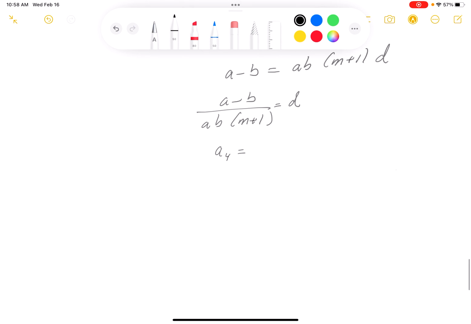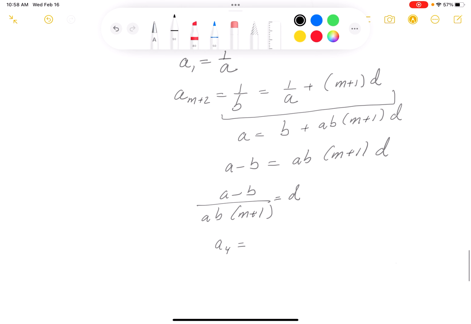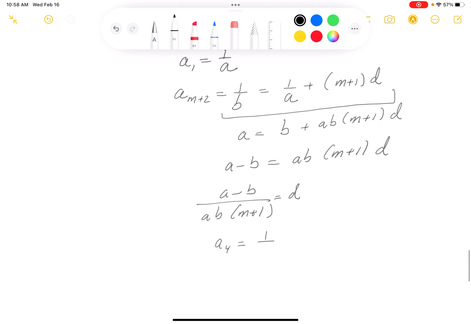A4 equals A1, which is 1 over A. We're back to the arithmetic, by the way, plus 3 times that D, which would be, and the reason for 3, 4 minus 1 is 3, A minus B. And again, I'm glad I made a mistake. I have a chance to rectify it.